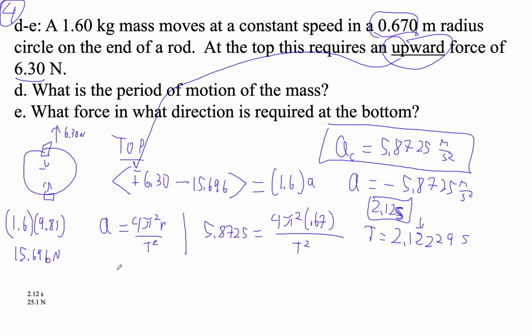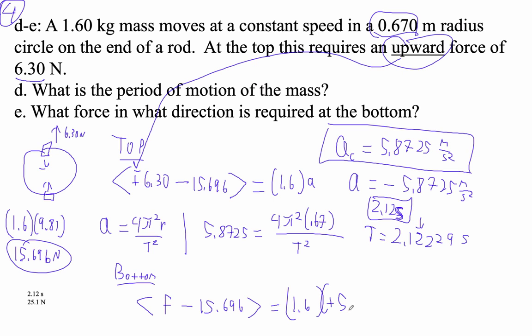What force in what direction is required at the bottom? All right, so at the bottom, not much changes. We have some unknown force, minus the force of gravity, that's this guy right here, that equals 1.6 times the acceleration we figured out, which at the bottom will be positive 5.8725. So I'm going to go 1.6 times positive 5.87, and then I'm going to add the 15.696.